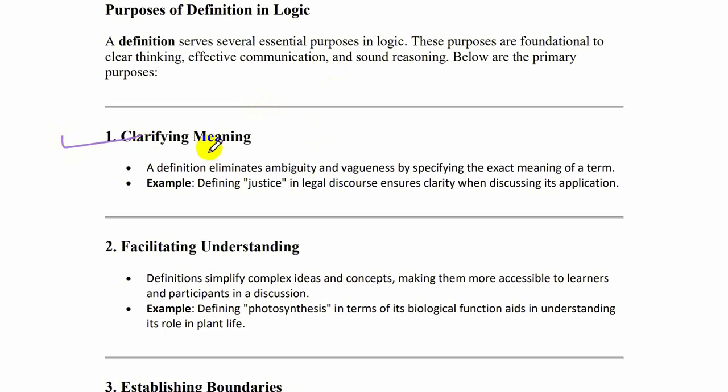Clarifying the meaning. This is the most important. Why do we define a term? So that we know more about that term. There is more clarity about that term. A definition eliminates ambiguity and vagueness, very important, by specifying the exact meaning of a term. For example, defining justice in legal discourse ensures clarity when discussing its application.